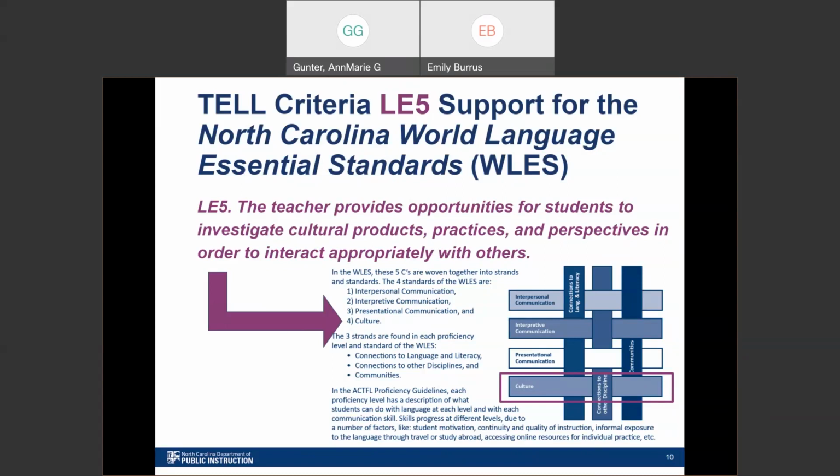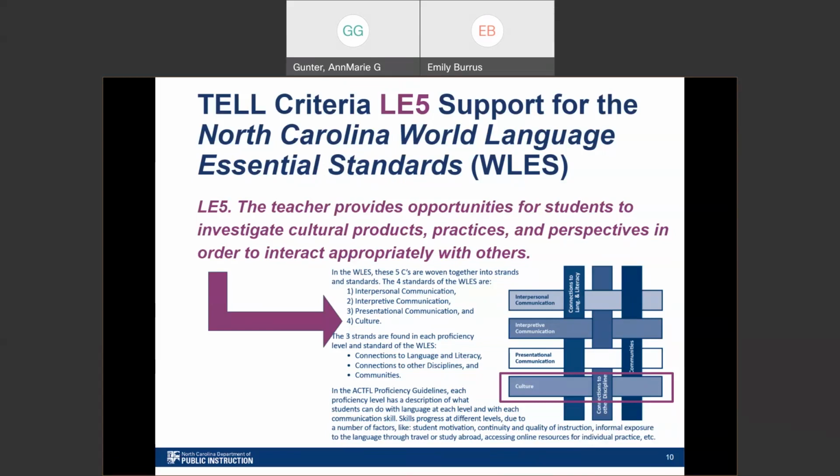The screenshot you see here is actually from our administrator guides for world languages. They are designed specifically for administrators, like principals who come in and evaluate us every year, who may need to know about our standards and how those look in the classroom. So these were created as a support document for implementing our state standards.